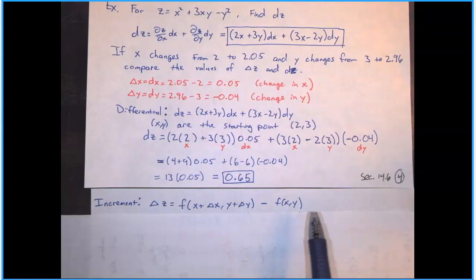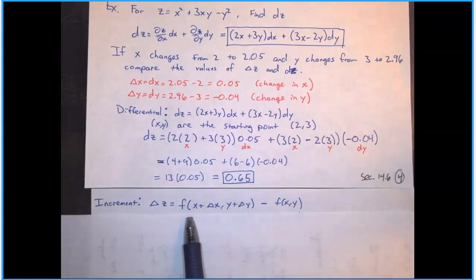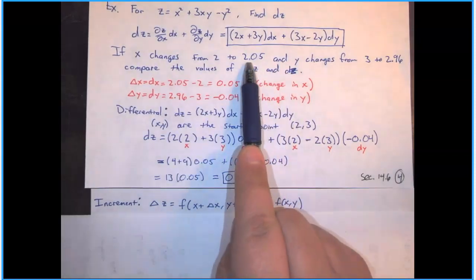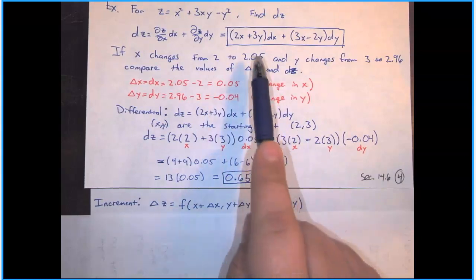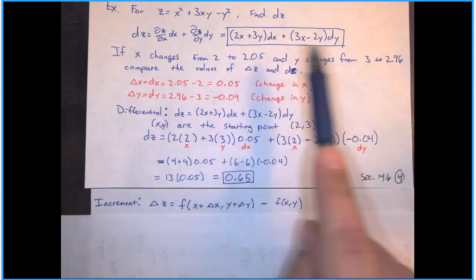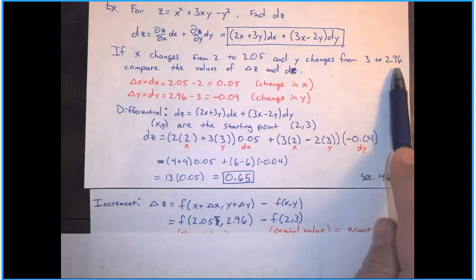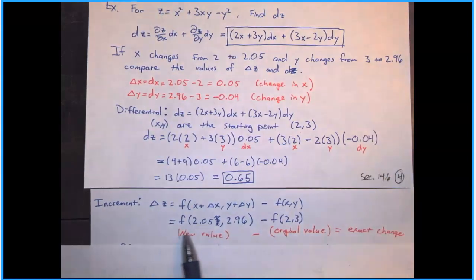Once again, xy is going to be 2, 3. X plus delta x, y plus delta y, that's where I end up. So x plus delta x is 2.05. You could actually do the math, but it's already given to us. This is our ending point. And y plus delta y is 2.96. So that's what I've written here. We're actually going to find f of 2.05, 2.96, and subtract f of 2, 3. This is the new function value minus the original function value. That's the exact change in the function.